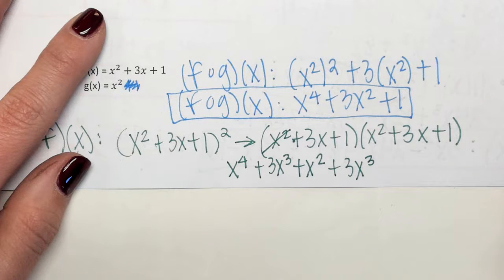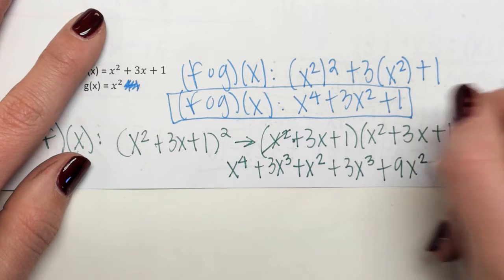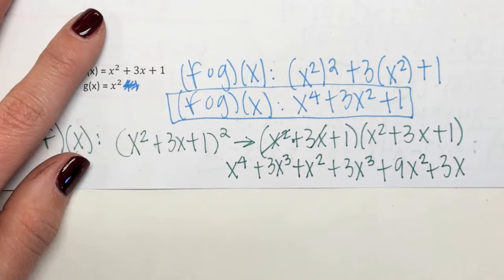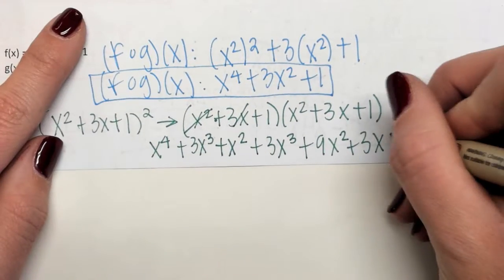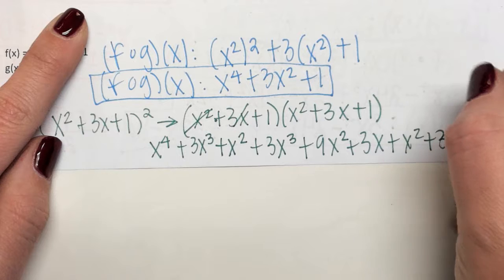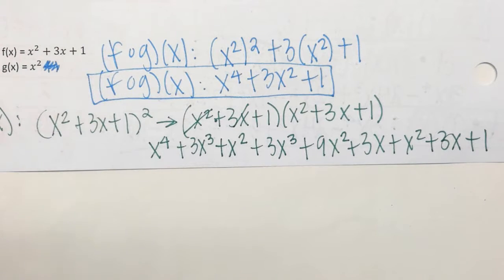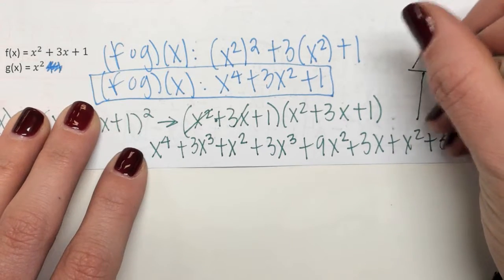Sarah? Good. Alan? 3x. Good. And then the last one, when we're distributing 1 to everything, that's just going to be everything repeated right here. So I'm just going to carry that down. X squared plus 3x plus 1. So, you write it up here, I guess.